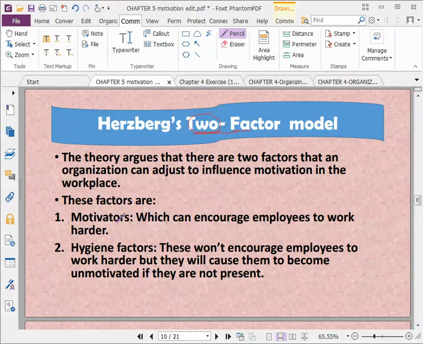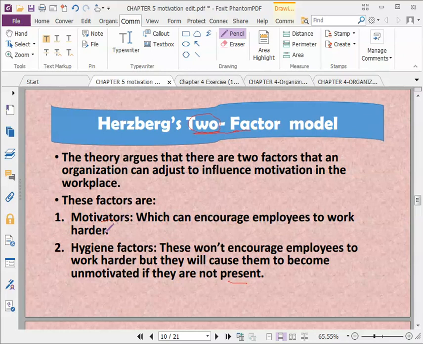Okay, apa dia factor of motivators yang akan menyebabkan employees to work harder ataupun bekerja dengan bagus dan baik. Okay, and then second one is hygiene factors. This one encourage employees to work harder, but they will cause them to become unmotivated if they are not present. So kalau tak ada hygiene factors ni, okay, motivators tadi yang menyebabkan employees ni akan bekerja keras.